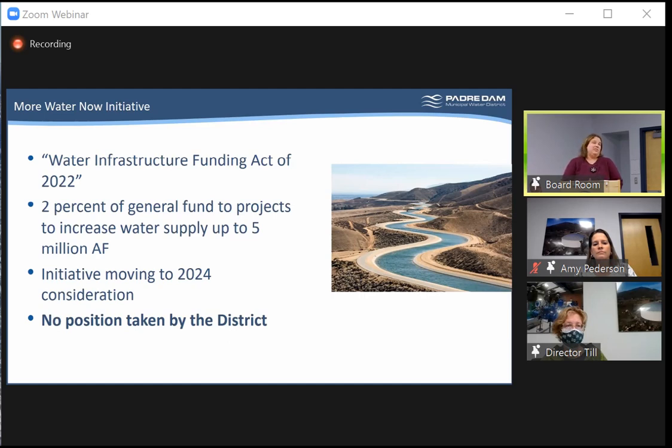The initiative is not moving forward. It did not get the traction that it needed to get signatures. And so it now is considering moving its entire initiative to the 2024 ballot. And the district never took a position or considered a position on this particular initiative. It really never got to a point where it was something that water agencies were really taking up because, as I mentioned, it didn't have the motivation to move forward and is now looking at going to 2024.